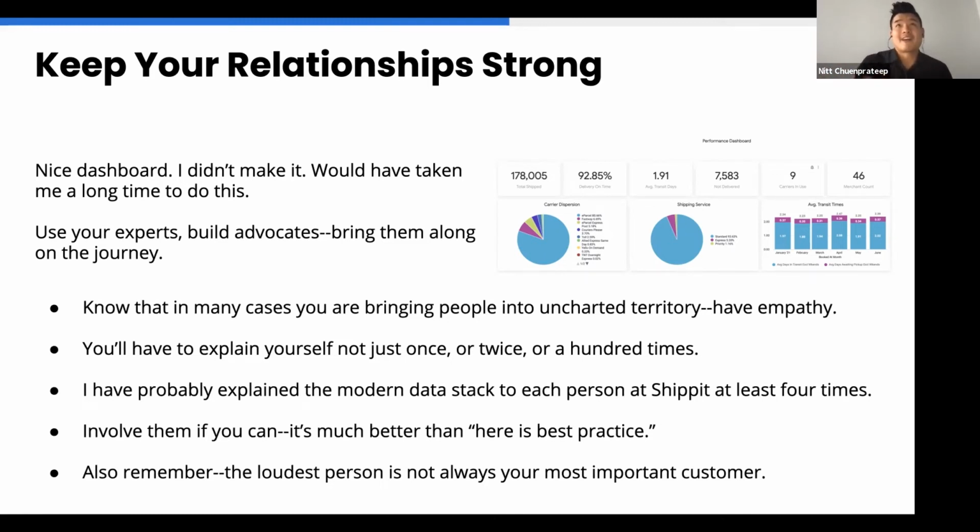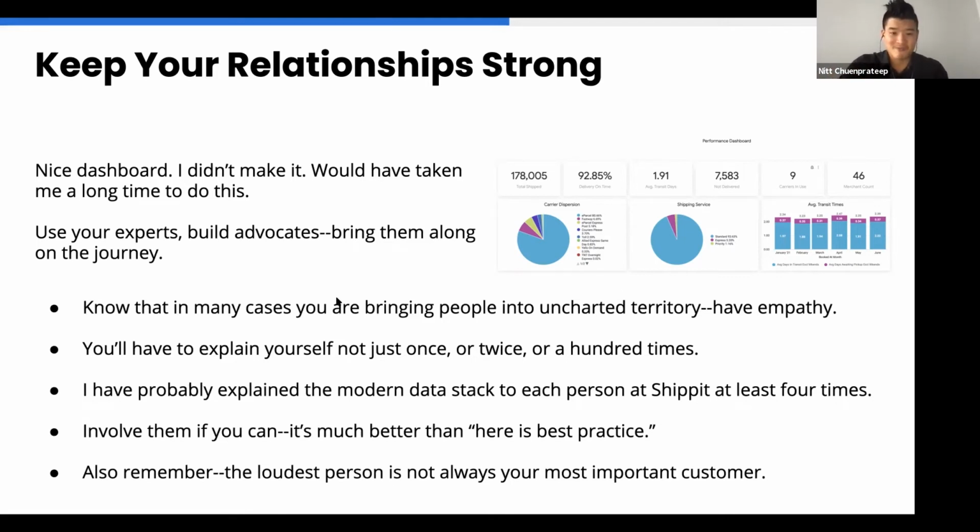And so I always come back to empathy with this, right? Because if we're bringing in people who are domain experts, they're obviously very smart, right? But you bring people into uncharted territory, right? Have empathy for how you're explaining it to them because you're probably going to have to explain yourself a gajillion times. I've probably explained the modern data stack to each person at Shippit at least 4 times. And involve them, show people what you've done, be really proud. I think sometimes we don't take enough credit for ourselves. Take up that space, show people the stuff that you've done so that you can get their input and just keep iterating and improving on it, right?